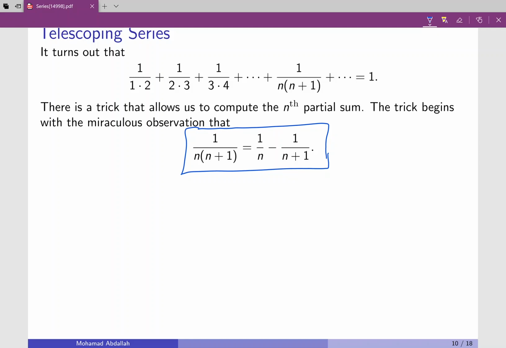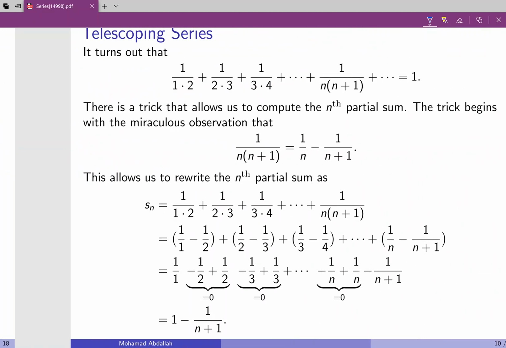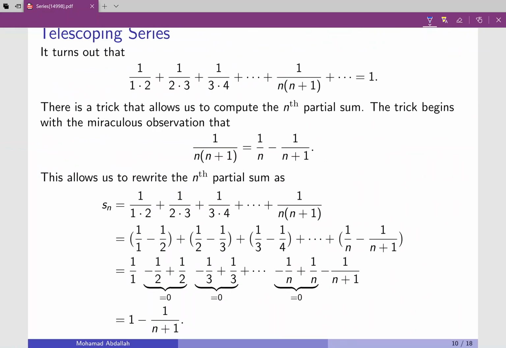Okay. Now this is good news. Why is this good news? Because if I want to write the partial sum Sn, which is up to this point, then instead of each fraction of this form, I can write it in that form. That means 1 over 1 times 2 is 1 over 1 minus 1 over 2.